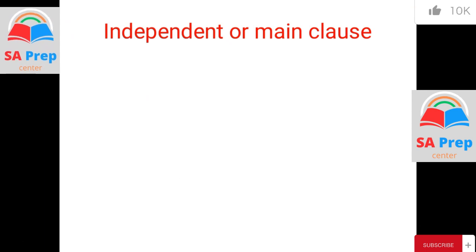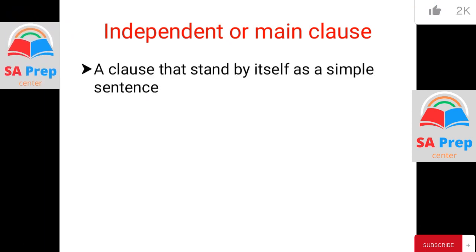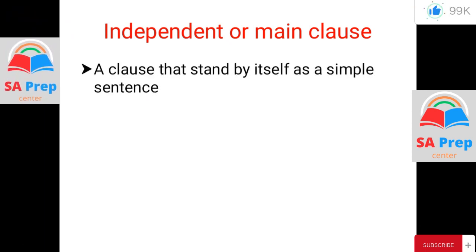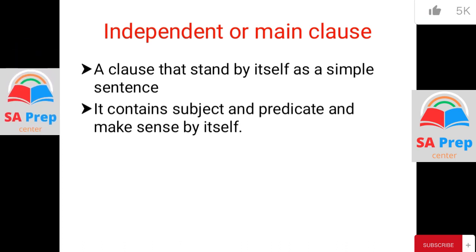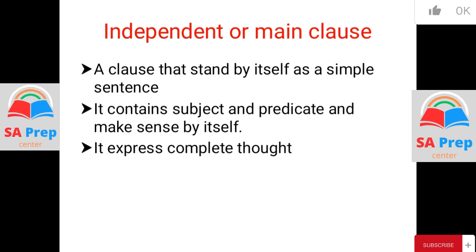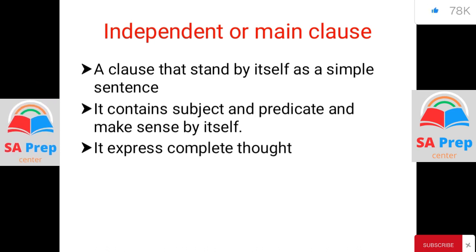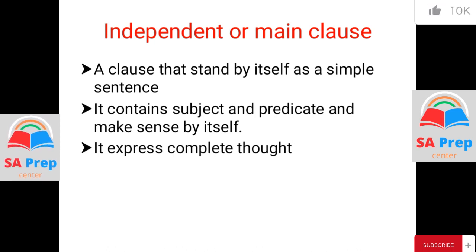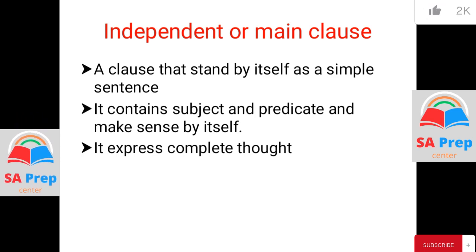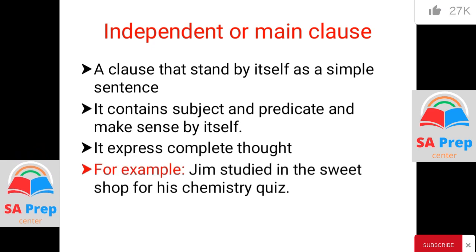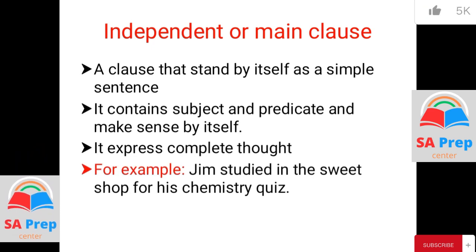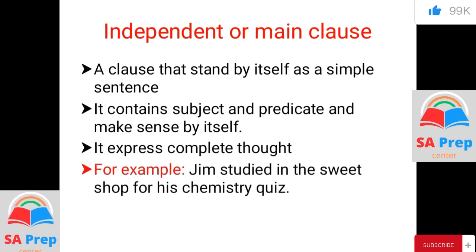First one is the independent or main clause. It is a clause that stands by itself as a simple sentence, and it contains subject and predicate and makes sense by itself, and it expresses a complete thought. Meaning to say, it can stand alone and does not need any other clause or any other part to make its sense complete. For example, Jim studied in this sweet shop for his chemistry quiz.